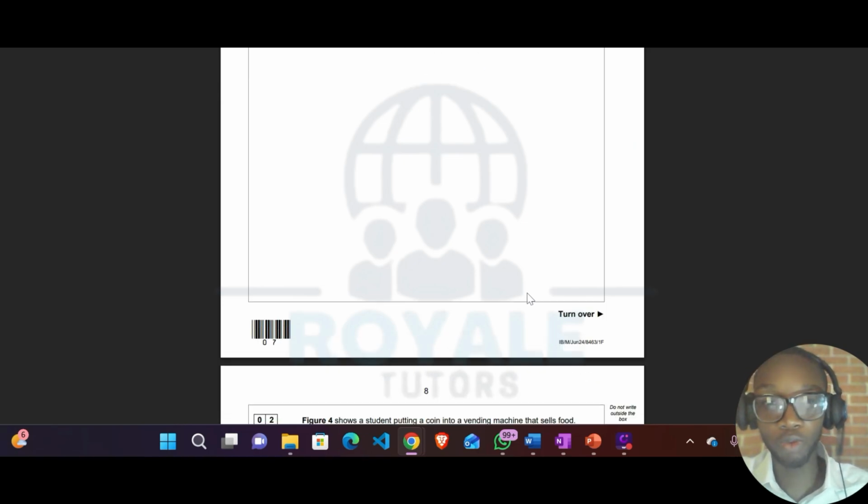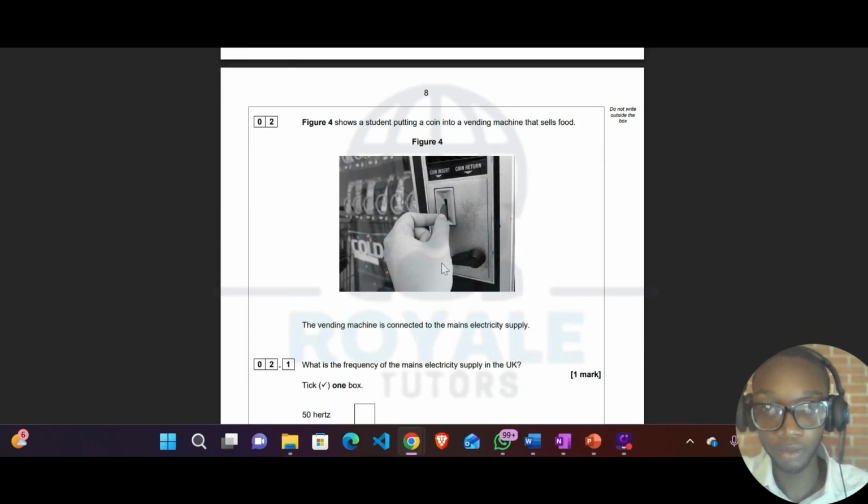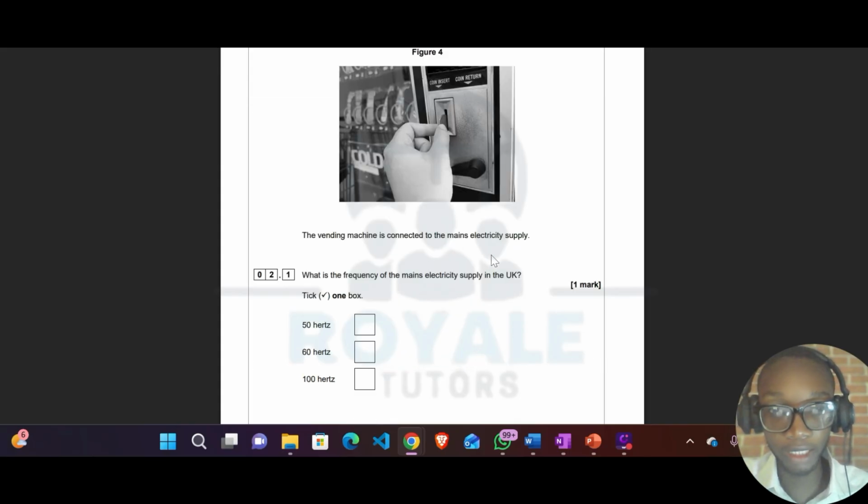So with that, we're done with question 1. And we move on to question 2. Now in question 2, we have another figure here. It says figure 4 shows a student putting a coin into a vending machine that sells food. The vending machine is connected to the mains electricity supply.